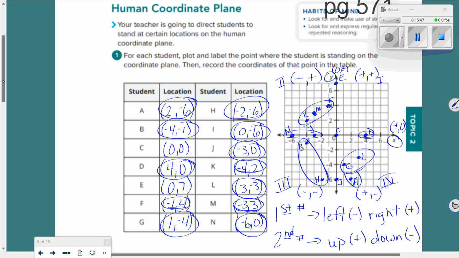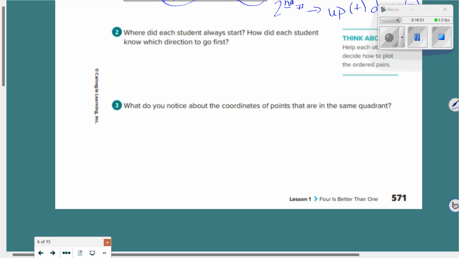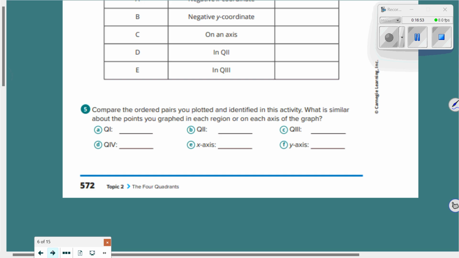We'll get some more practice on this, but we just wanted to get those basics down to get you guys started. Okay, let's go to our next page.